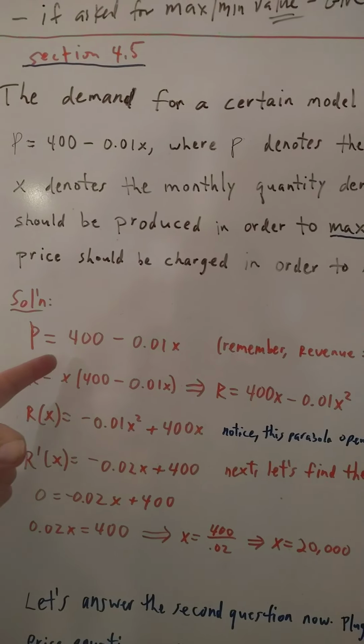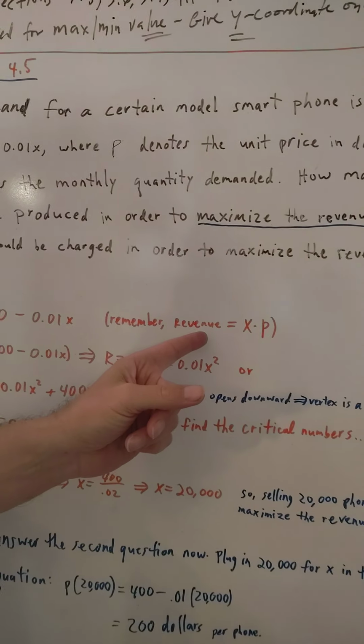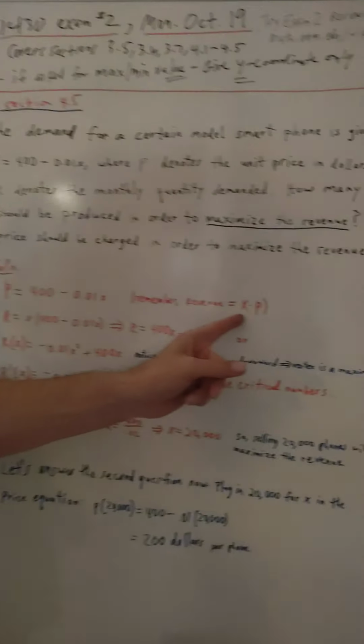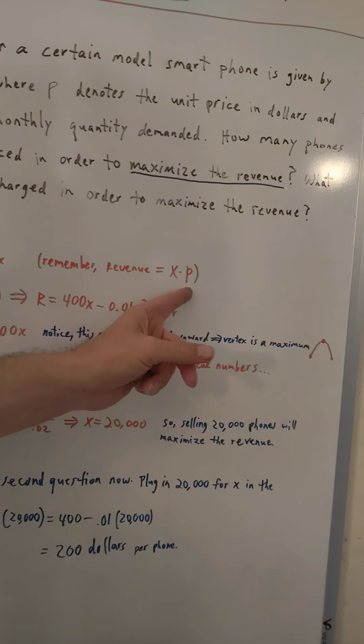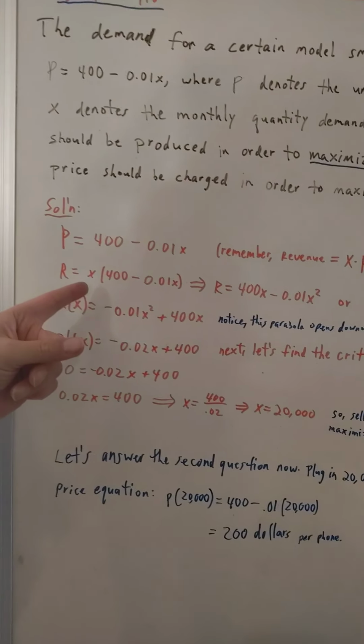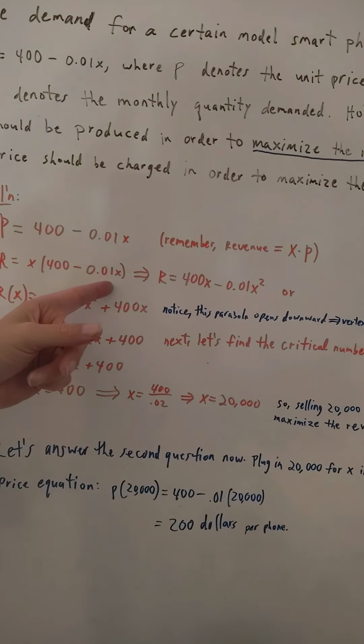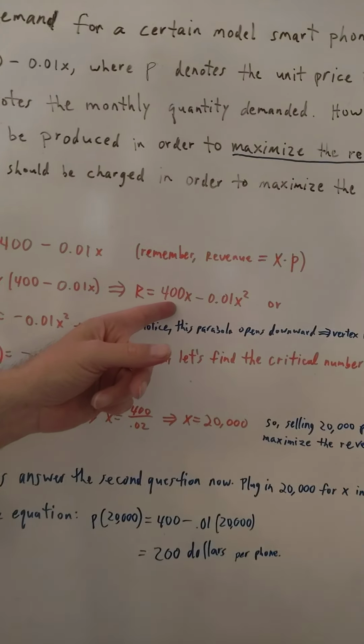I just rewrote the price equation right here, and we've got to know this formula: revenue equals x times P. x is the quantity sold, and P is the price per item sold. So revenue is just going to equal this thing times x. Let's use the distributive property, and we have that.